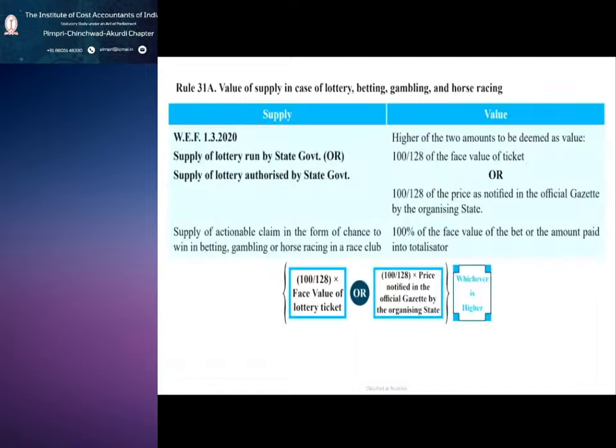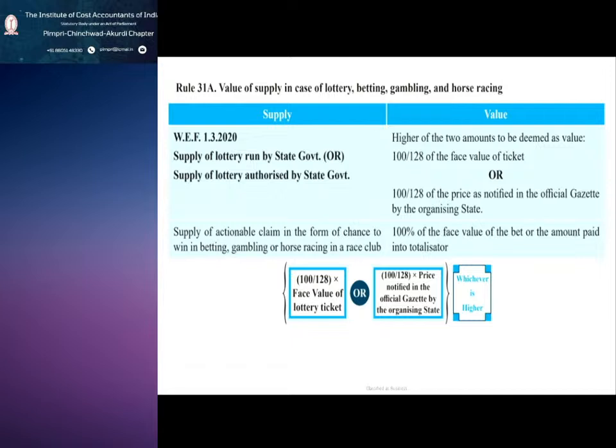So now you need to remember all these rules. We will start with lottery, betting, gambling and horse racing. If the business is related to lottery, betting or gambling, how will you calculate the taxable value of supply?